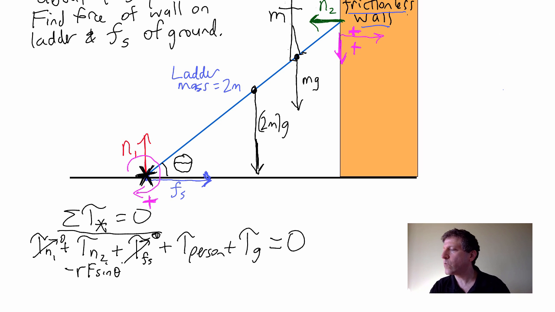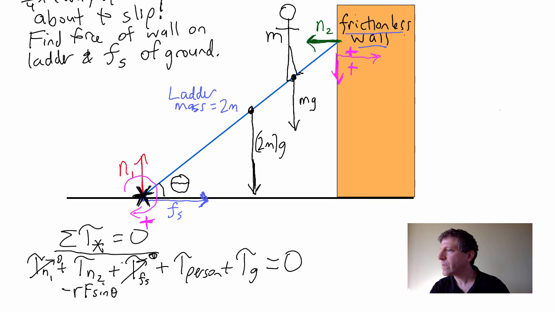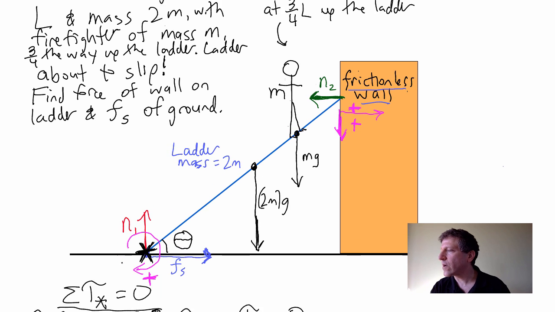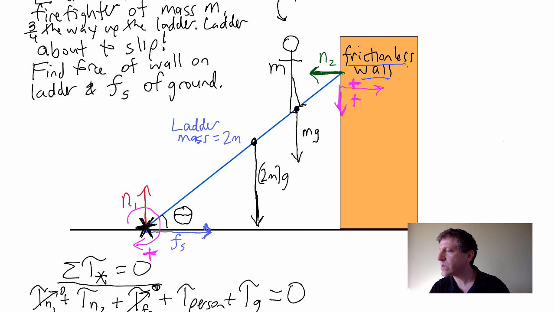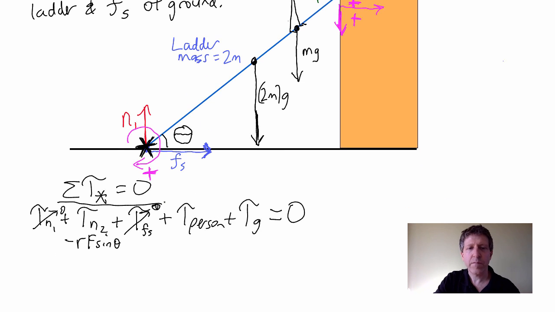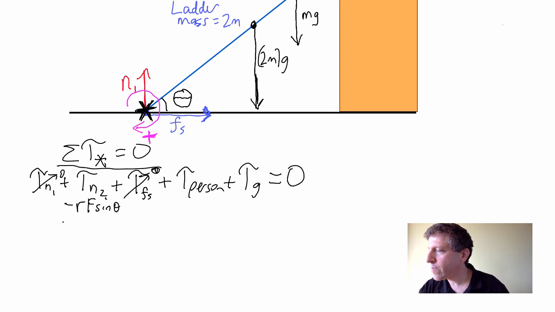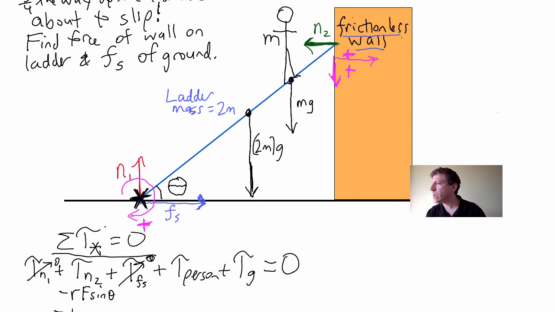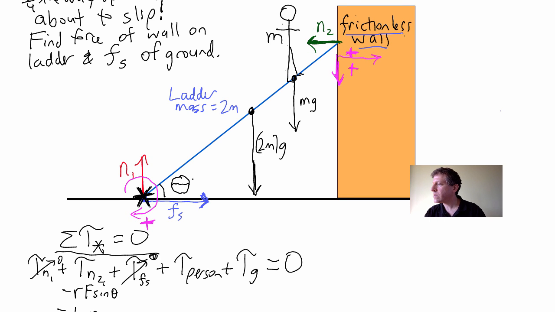Let's go ahead and indicate what those are. r is the length of the ladder, so that'll be just negative. L is the length of the ladder. Our force acting there is just N2. What is the sine of the angle between them? Well, this angle theta right there is going to be this theta here as well.